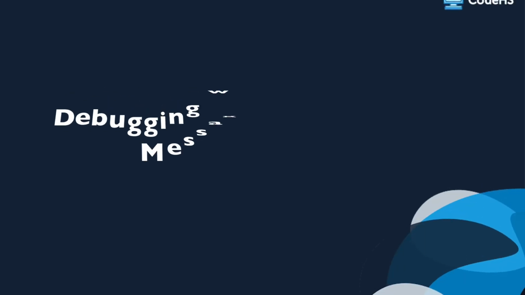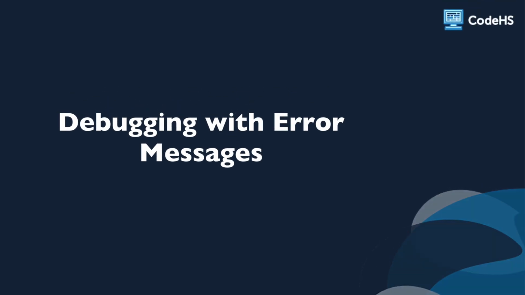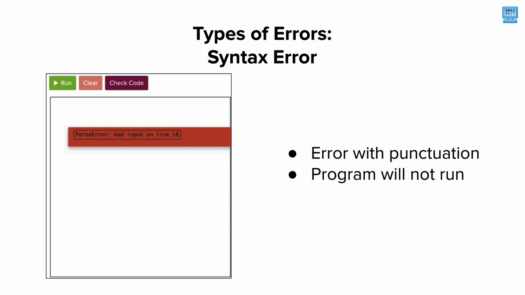Hi, in this lesson, we'll talk about how to use error messages to debug code. When it comes to error messages, it's first important to know the different types of errors. The first type of error is a syntax error, which is typically an error that deals with punctuation. When you have a syntax error, your program won't even start running.